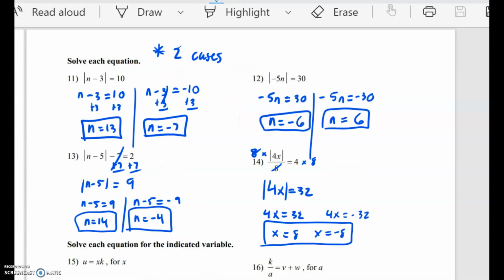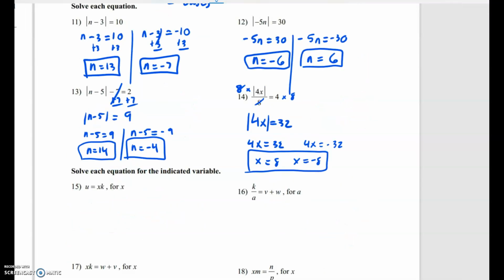All right, for number 12, I got -6 and 6. And then number 14, I got 8 and -8. I'm going to jump down to the next section.